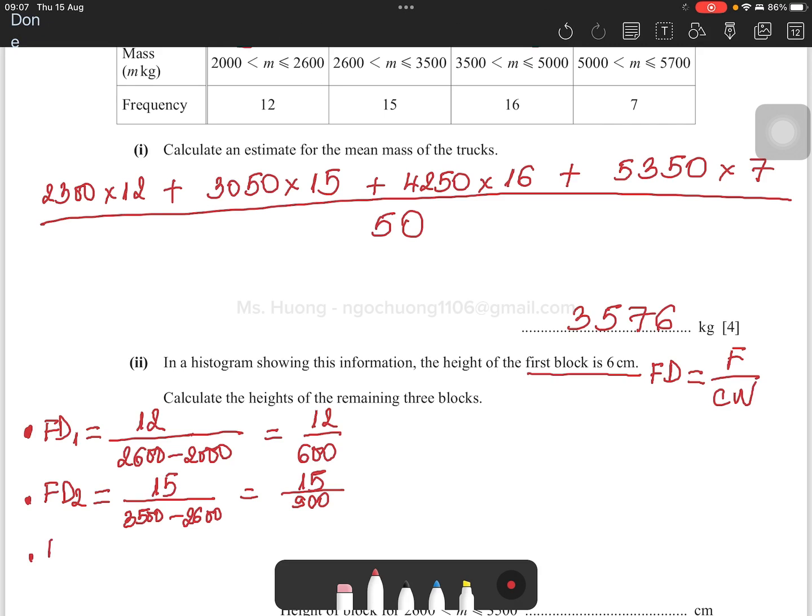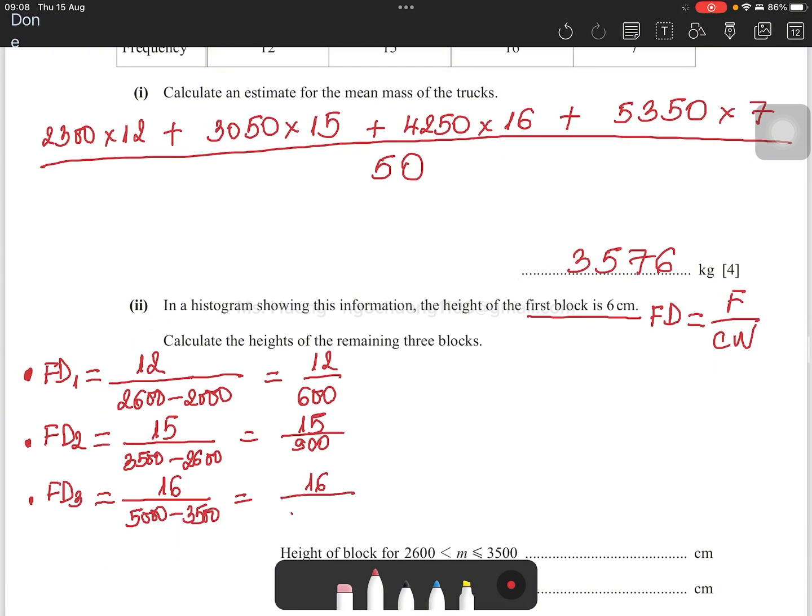So this is 15 over 900. Then for the third block, the frequency is 16 over the class width, 5,000 subtract 3,500. So it is 16 over 1,500. Finally, for the last block, the frequency is 7 over the class width, 5,700 subtract 5,000. So it is 7 over 700.